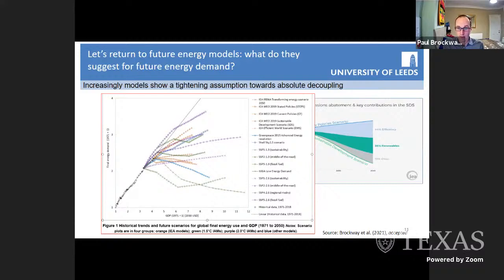Just because we found an average of 50 to 60% rebound with those 30 studies, I don't think tells us that rebound is 50, 60%. I think it tells us it's at least 50 to 60%. And if the model construction changes, we're likely to find more.